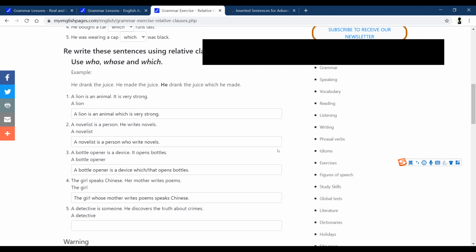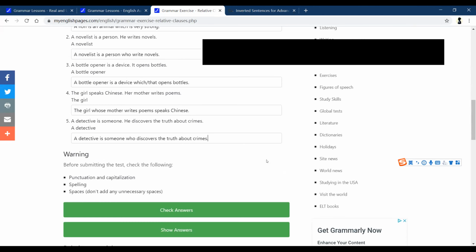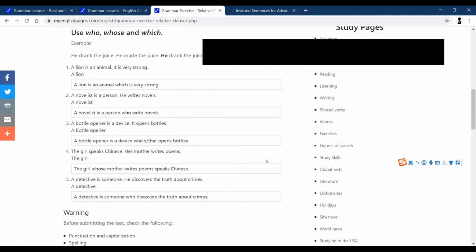So remember that a detective is someone. So it means that he is a human. So we use who here. A detective is someone who discovers the truth about crimes. And this is kind of perfect for this question, but I'll expand it a little.